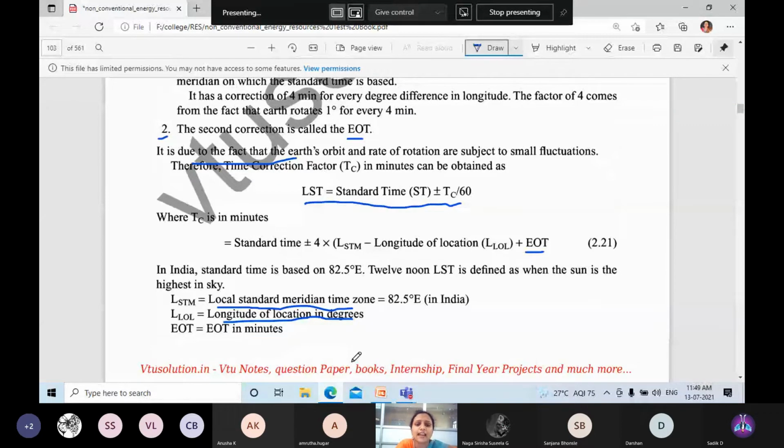In India, standard time is based on what? Based on 82.5 degrees. LST is defined as the time when the sun is the highest in the sky.